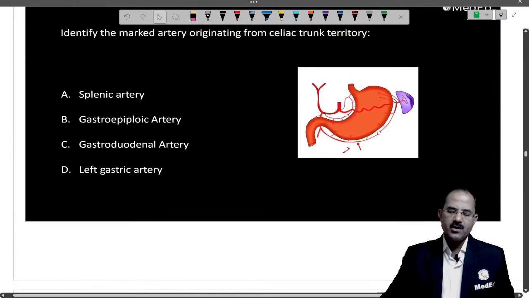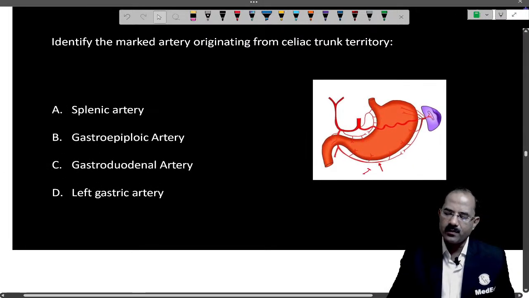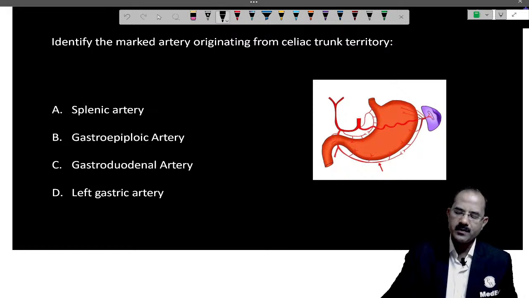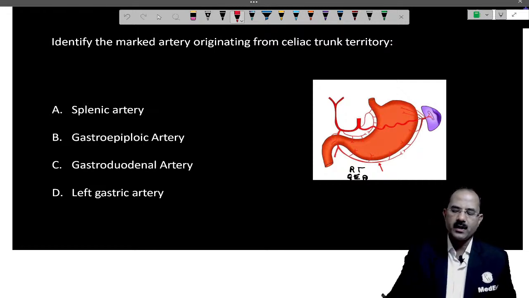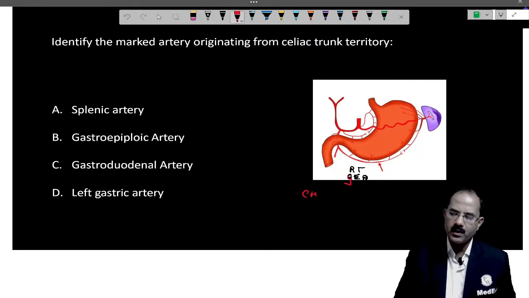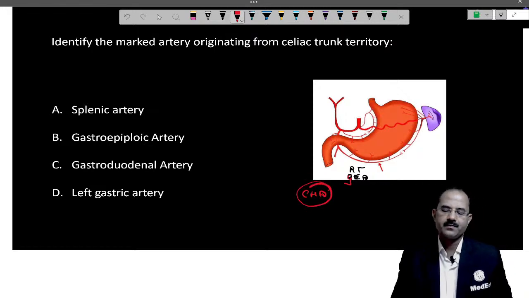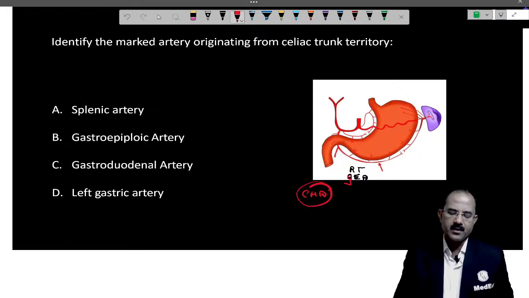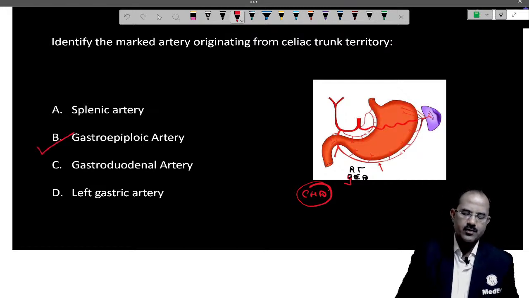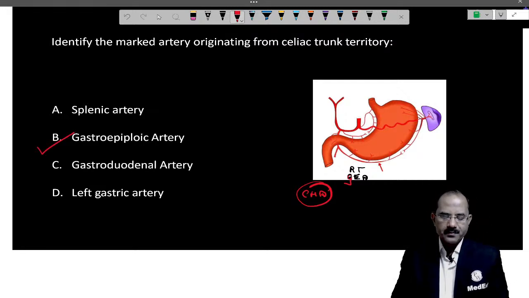Right. So answer this. What is this artery which is pointed here? This artery which is pointed here is the right gastroepiploic artery. This right gastroepiploic artery is a branch of common hepatic, which is a branch of celiac trunk. Okay, so that's the gastroepiploic artery. This is clear, bachcho? Fine.